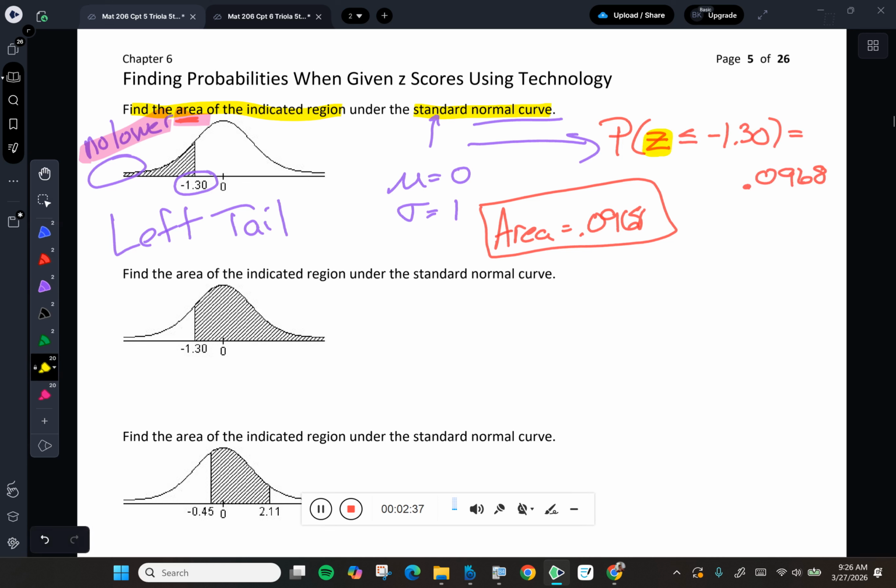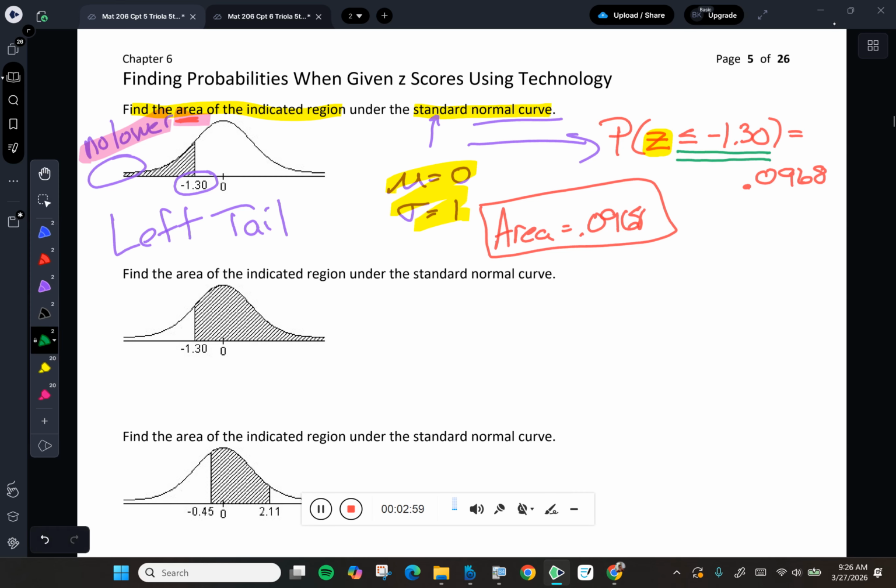I want to point out a couple things. Why did I use z here? I use z here because I'm dealing with a standard normal curve. Standard normal curve, it's always z. Right? And then I wrote my inequality to represent that left tail. That negative 1.30 is an upper limit. Okay. All right, moving to the second problem.